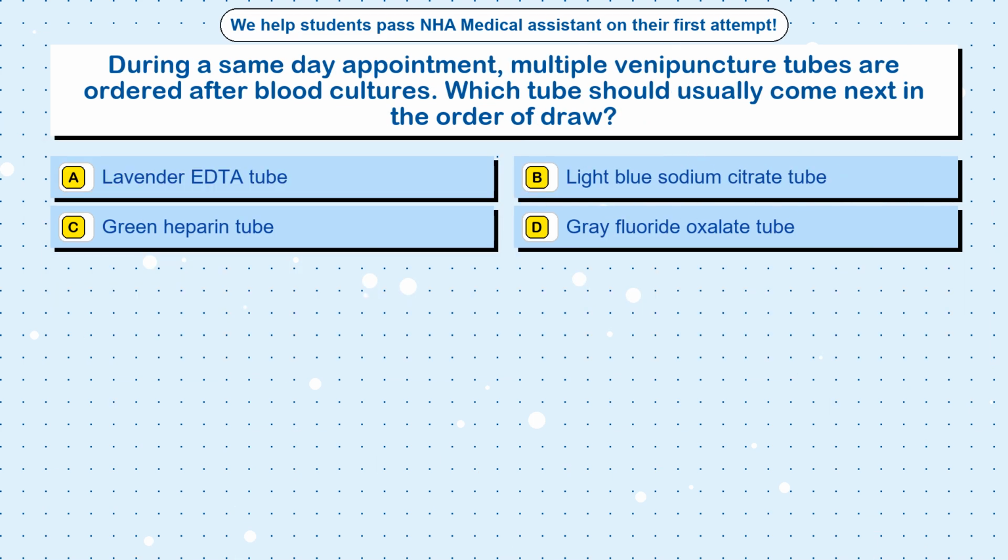Question 49. During a same-day appointment, multiple venipuncture tubes are ordered after blood cultures. Which tube should usually come next in the order of draw? Option A, lavender EDTA tube. Option B, light blue sodium citrate tube. Option C, green heparin tube. Option D, gray fluoride oxalate tube.